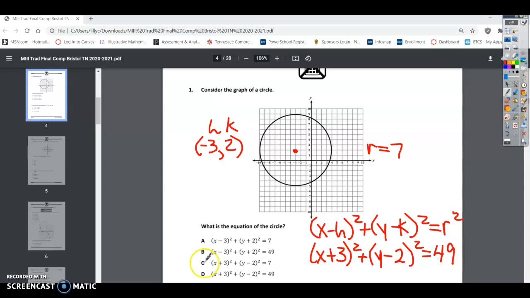So all we have to do is match that equation now. So (x plus 3) squared plus (y minus 2) squared equals 49. So our answer is D. So question 1, the answer is D.